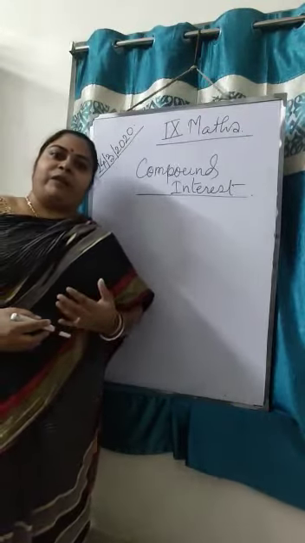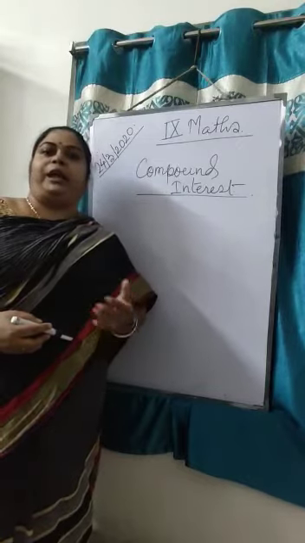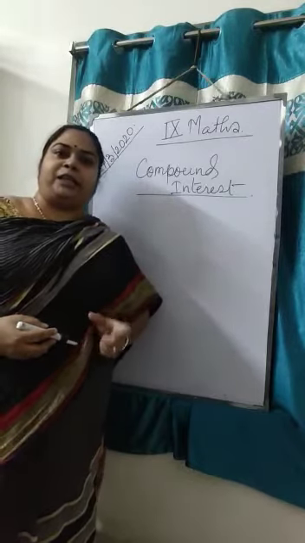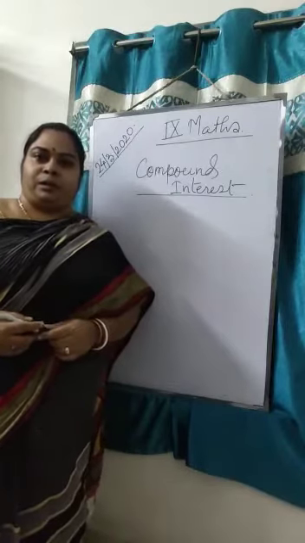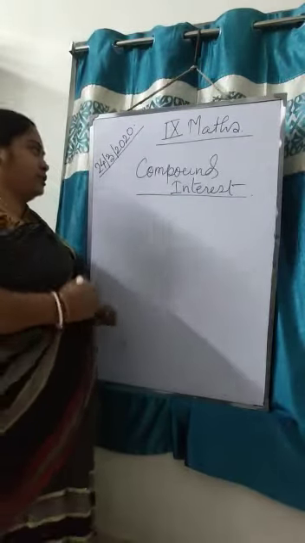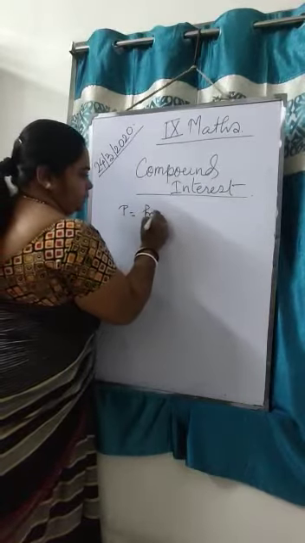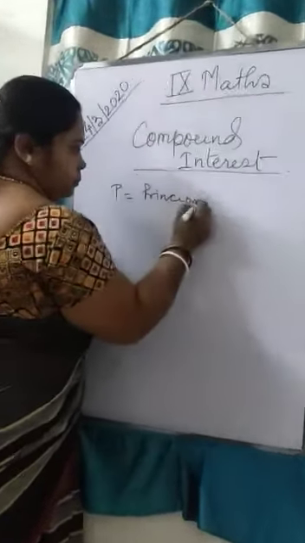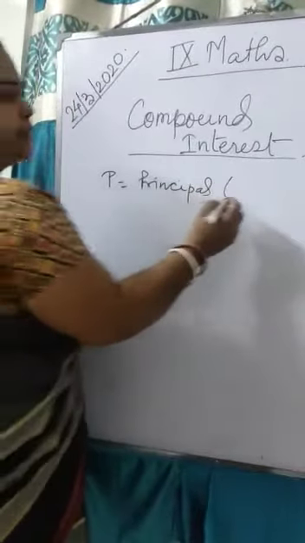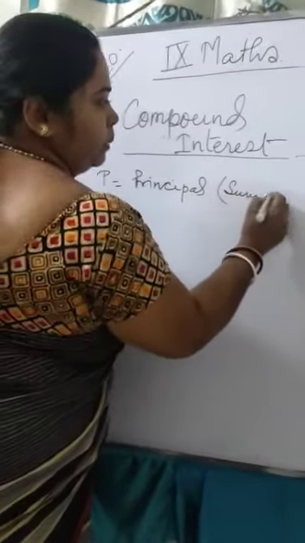And the extra money and the sum we have deposited, together it is called amount. Now have an introduction. P stands for principal, that is the sum deposited.